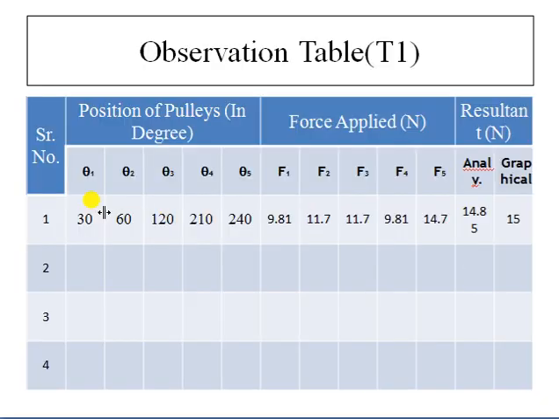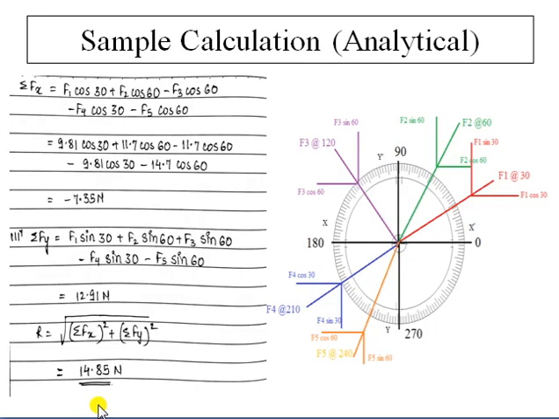Now coming to the observation table, we have noted down the value of theta, that is at what places the string of the pulley is laid. These are the theta values noted down. We knew the weight at each end of the pulley. So we noted down the weight and converted it into Newton, multiplying the weight value by 9.81. We get the force value and these are the values obtained. Now we need to get the resultant analytically and graphically. So let us discuss how analytically we obtained these results.